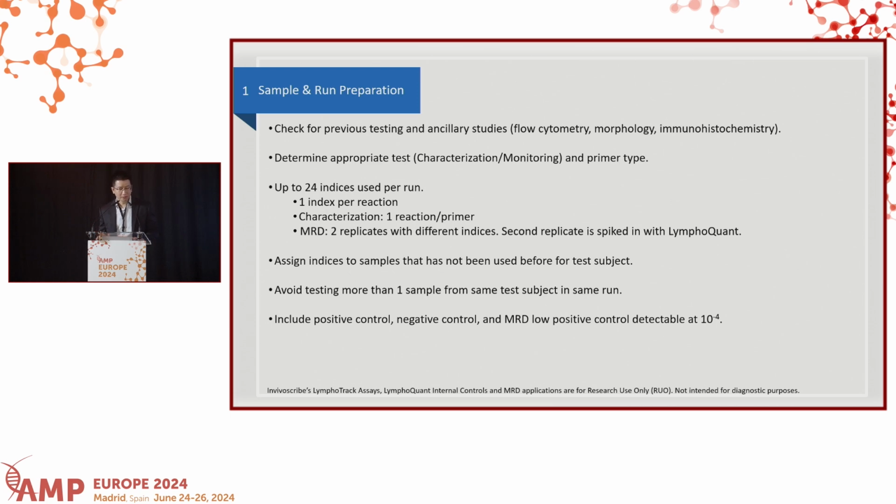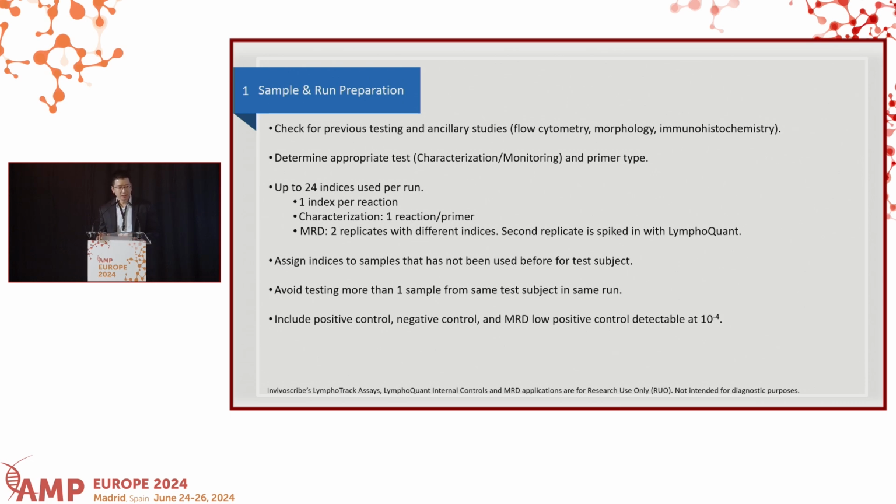Up to 24 indices are used per run for a total of 24 reactions, where one index is used per reaction. The run can include either or both the characterization, where one reaction is used per primer, and MRD testing, where 2 replicates are tested with different indices. The second replicate is spiked in with the lymphoquant.